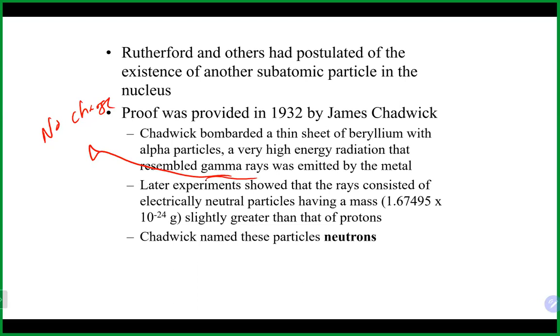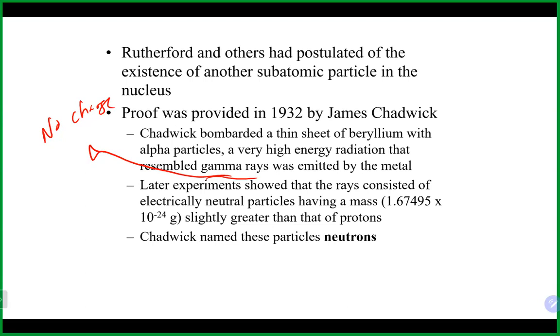They were very similar to gamma rays that have no charge. So obviously they associated no charge with our neutrons. And experiments found that the mass of a neutron was 1.675495 times 10 to the minus 24.